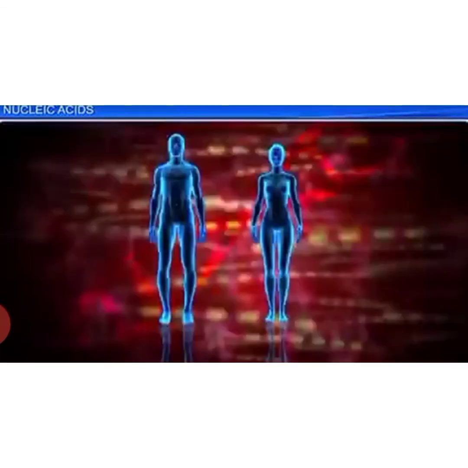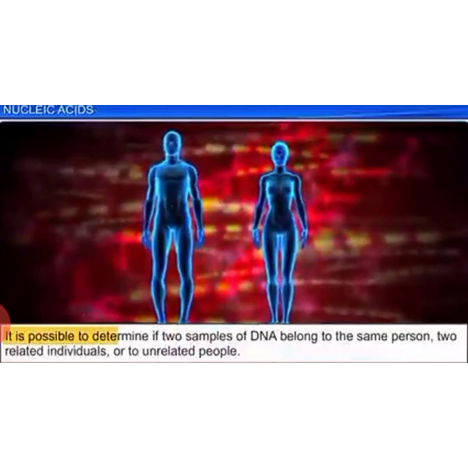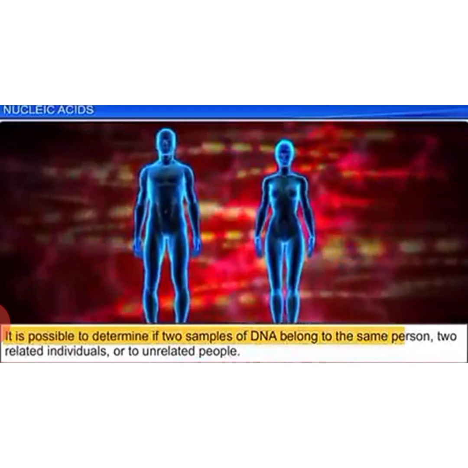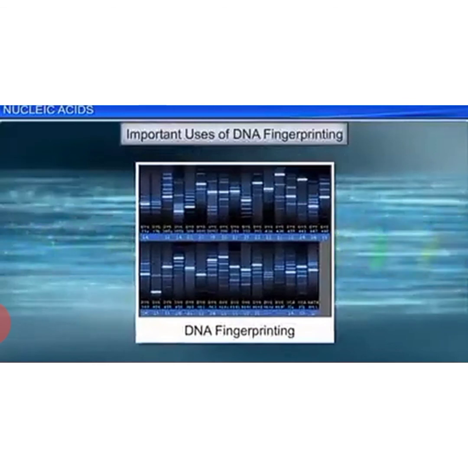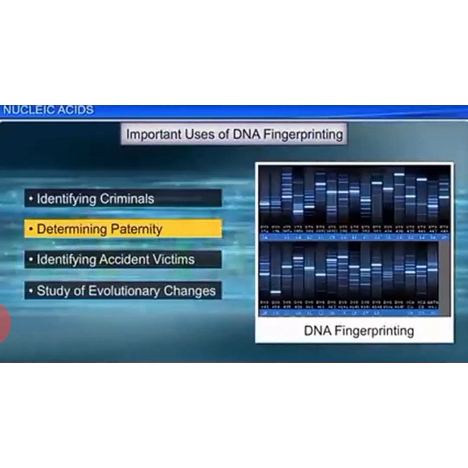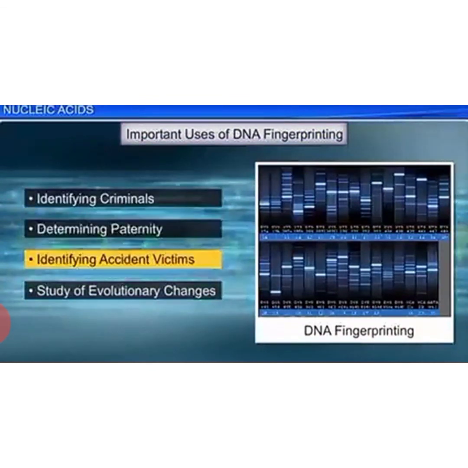Through DNA fingerprinting, it is possible to determine if two samples of DNA belong to the same person, two related individuals, or to unrelated people. DNA fingerprinting has important uses in identifying criminals, in determining paternity, identifying accident victims, and in the study of evolutionary changes.